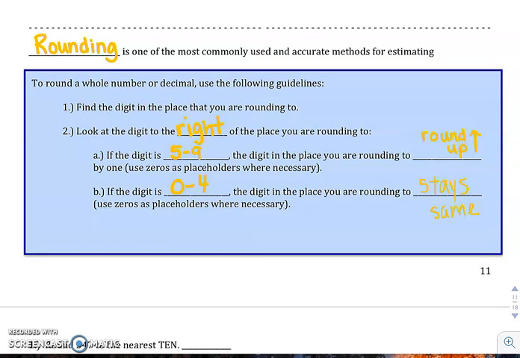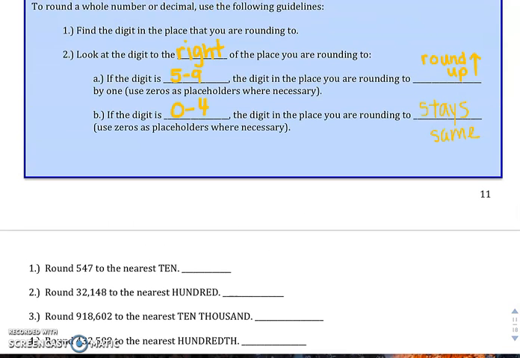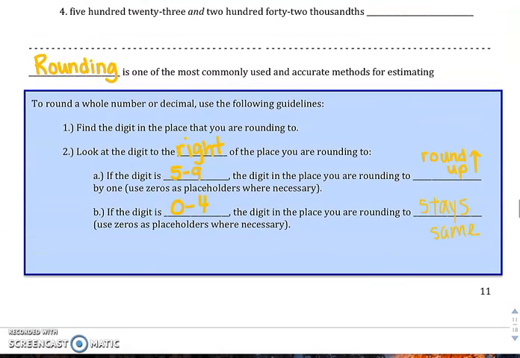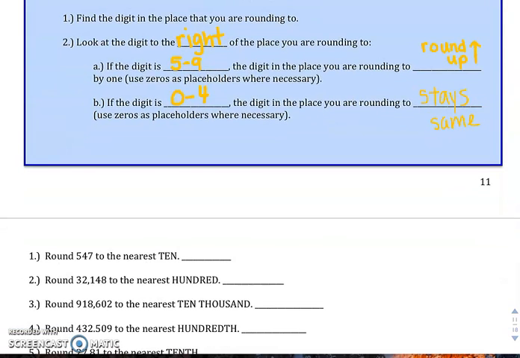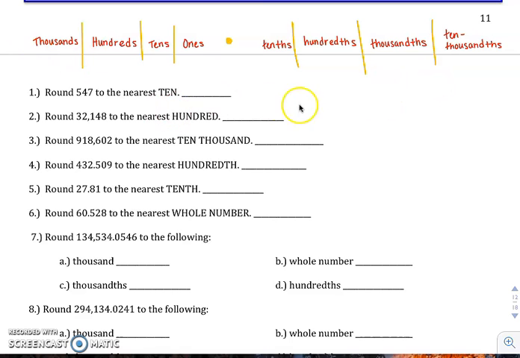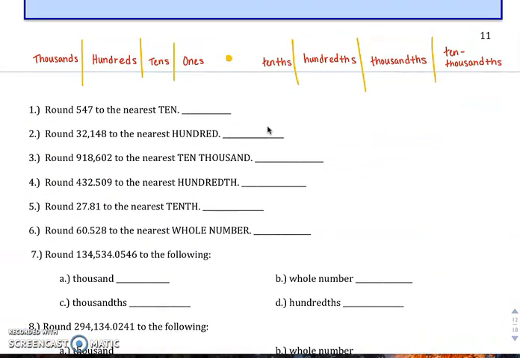So let's do some examples of figuring out how to round certain values. So it says round 547 to the nearest 10. So I tried to copy the chart kind of from up above there. So we sort of have our place values. So first we need to know where the 10 is. So that's that spot.